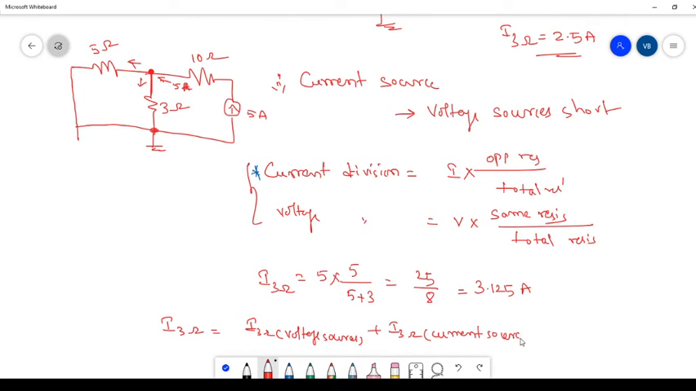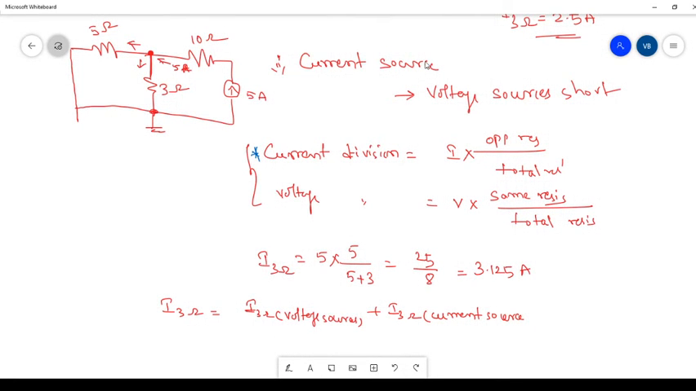This is the resultant current passing through the 3 ohms resistor. So what is the value of current in the 3 ohms resistor while considering the voltage source? That is 2.5 amperes. Plus, what is the current in the 3 ohms resistor while considering the current source? That is 3.125. So the sources are acting individually. What is the final resultant value? That is 5.625 amperes. The same value we are going to get by applying KCL also.